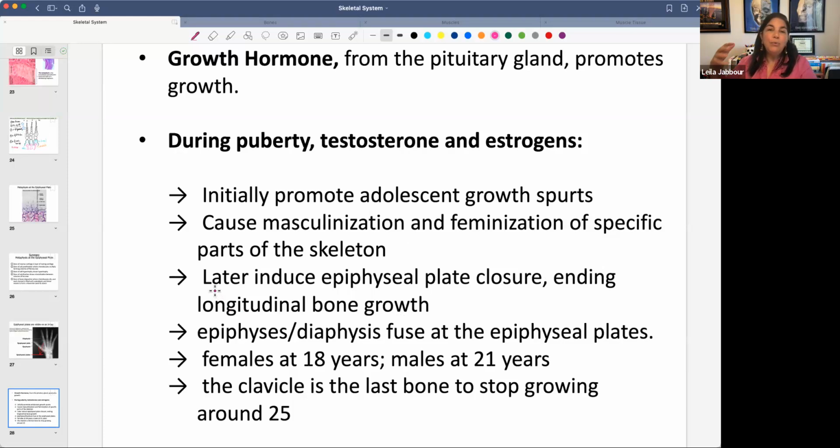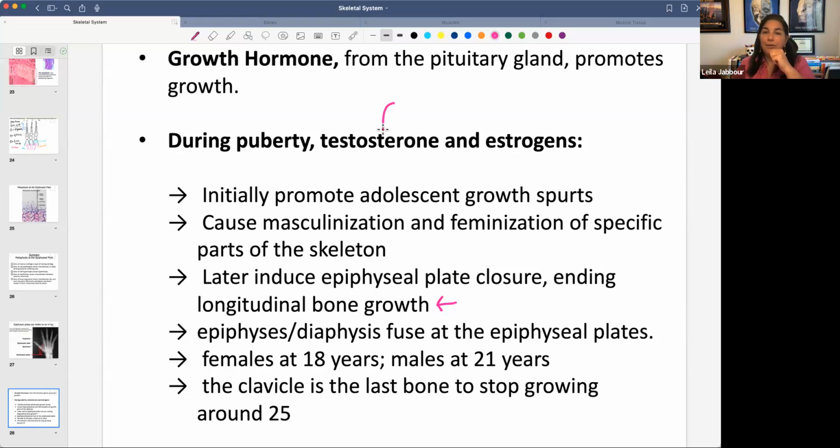When you have more and more of these reproductive hormones, the epiphyseal plates actually end up closing, and that signals the end of longitudinal growth. So puberty is basically the last hurrah of growth. So you have your final growth spurts, and too much of these hormones will actually prematurely close these epiphyseal plates.